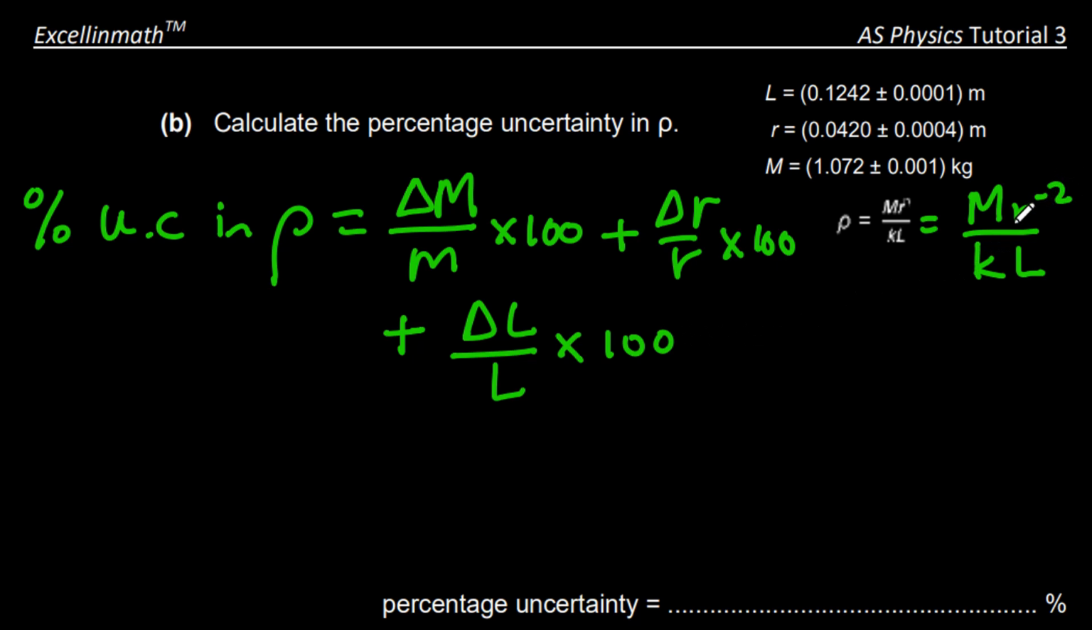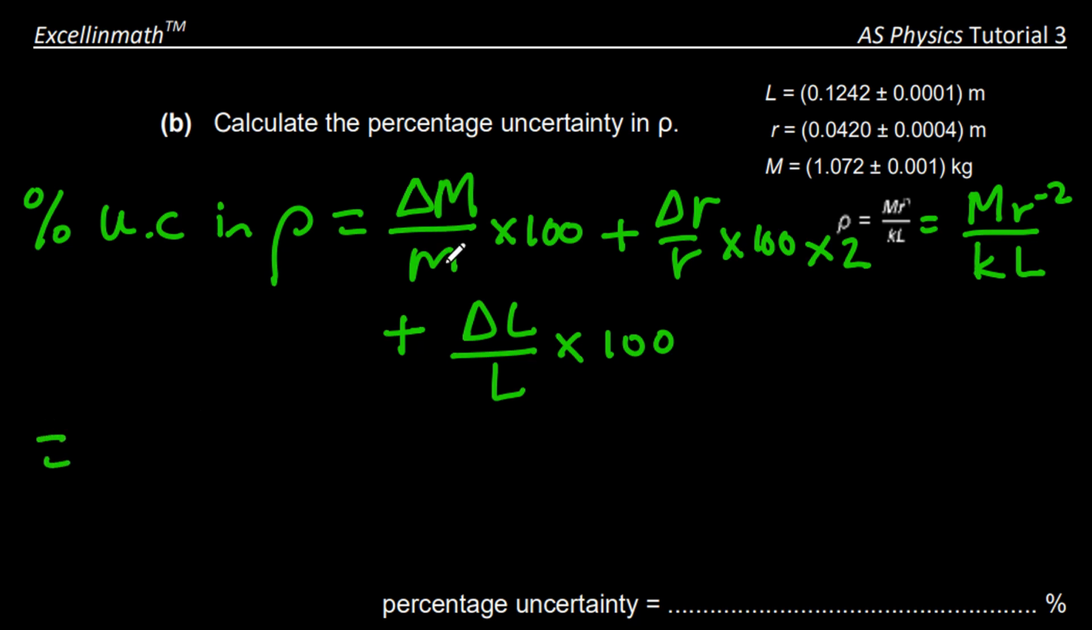We're also raising r to the power of -2. And the rule says that when we raise to a power, we multiply by the power. So we need to multiply the percentage uncertainty of r by the power. In this case, the power is negative, but we never multiply by a negative power. So we're going to multiply by positive 2. And that is because an uncertainty can never be negative. So when the power is negative, we change it to a positive when we multiply the percentage uncertainty by it.